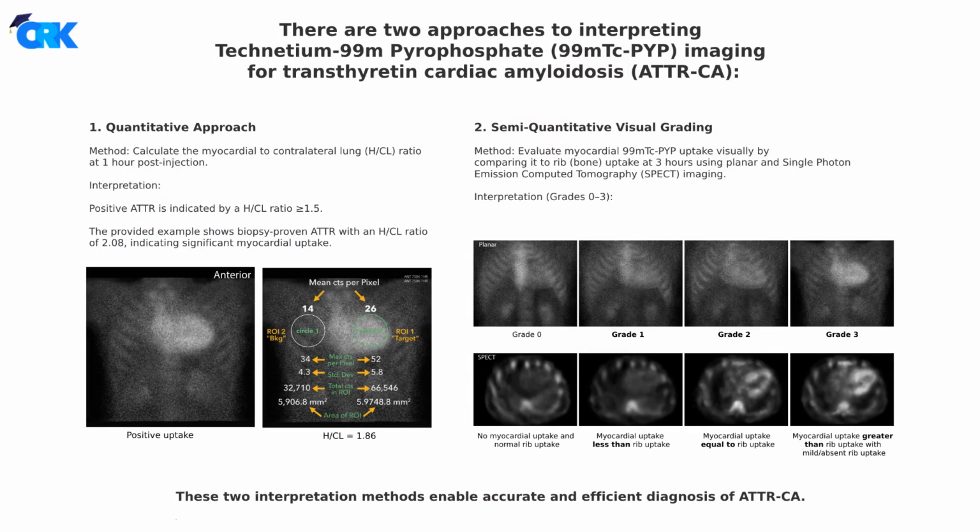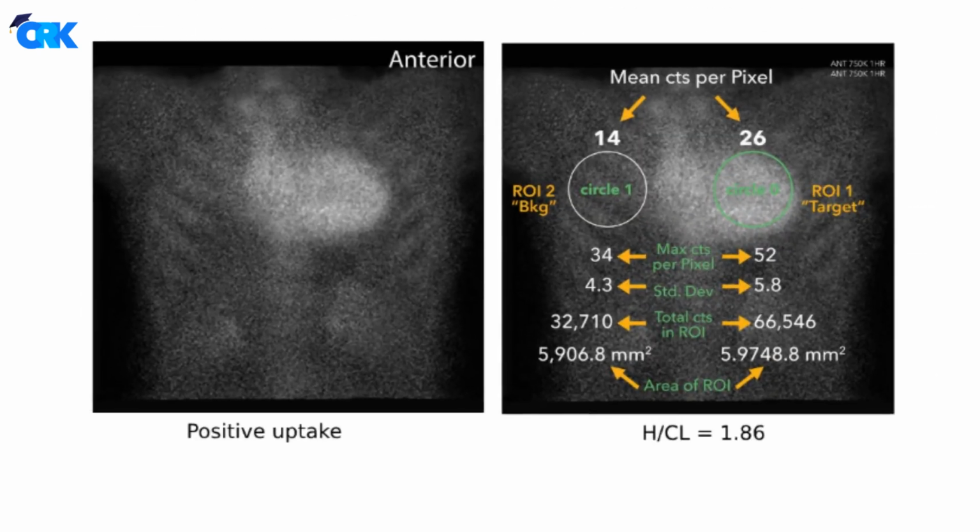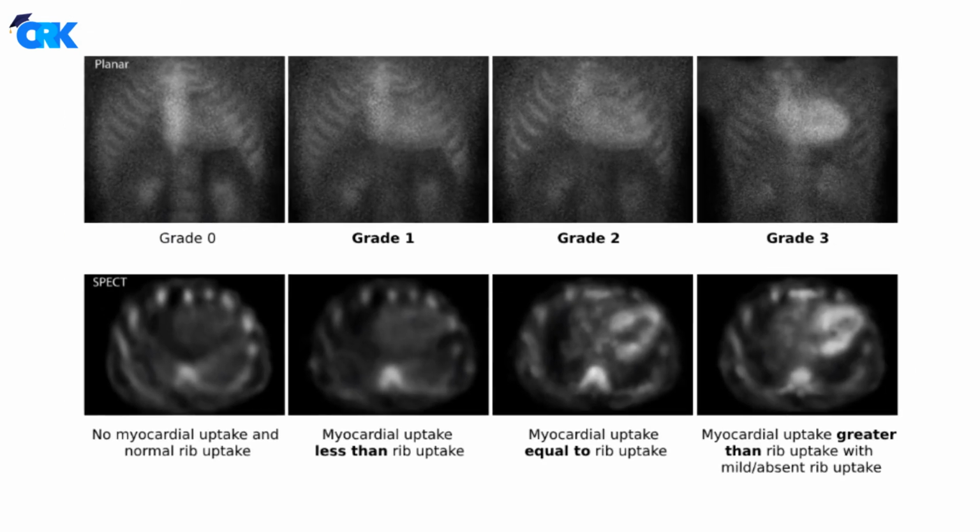This image visually compares the two primary interpretation strategies commonly used in clinical practice for 99mTc-PYP imaging in the diagnosis of transthyretin cardiac amyloidosis. On the left panel, we see the quantitative approach, which uses the heart-to-contralateral lung, or HCL, ratio. On the right panel, we have the semi-quantitative Perugini visual grading system.